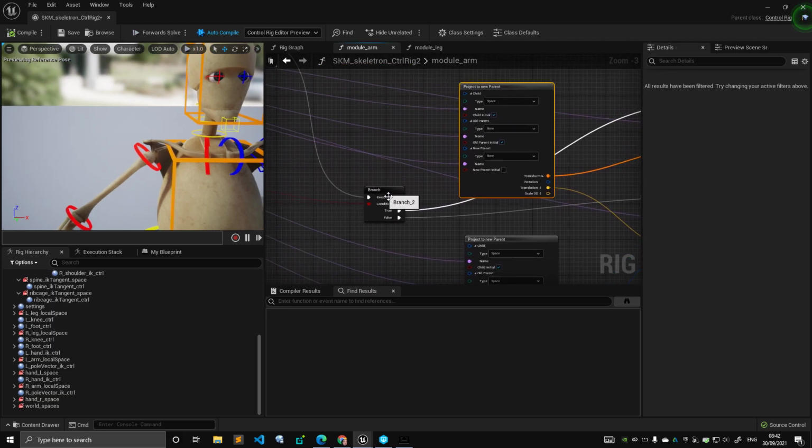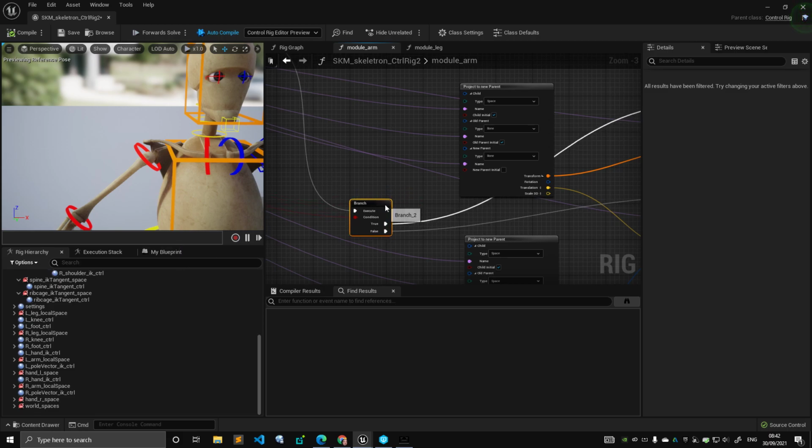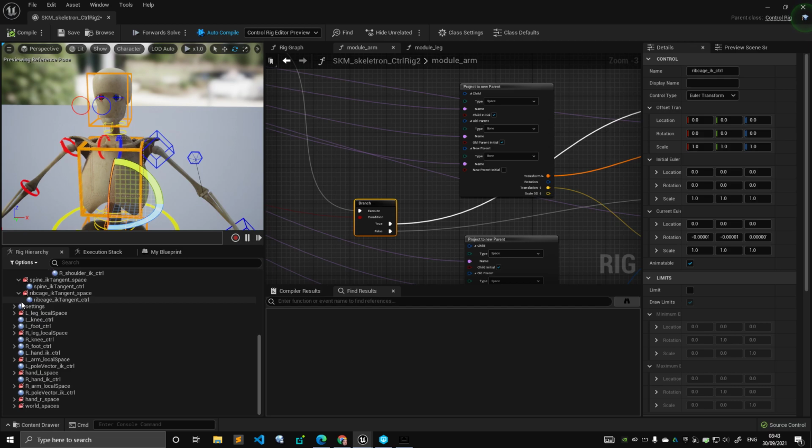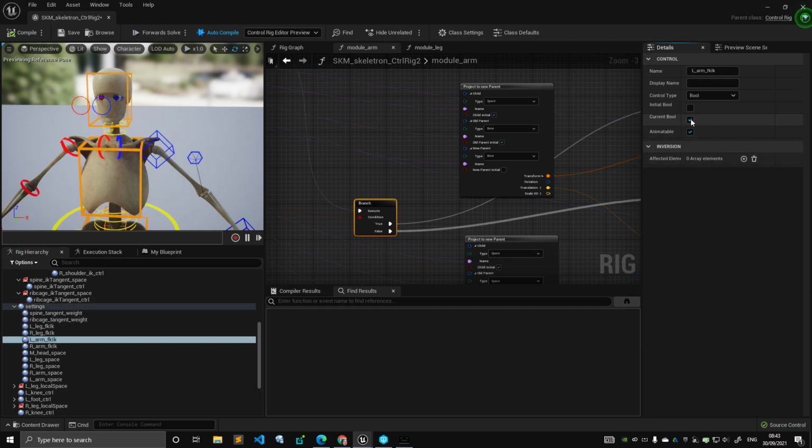If I am in orient to local, it's true. It means that I will get an FK behavior. Let me switch. Where is it? Let me switch that back to FK.